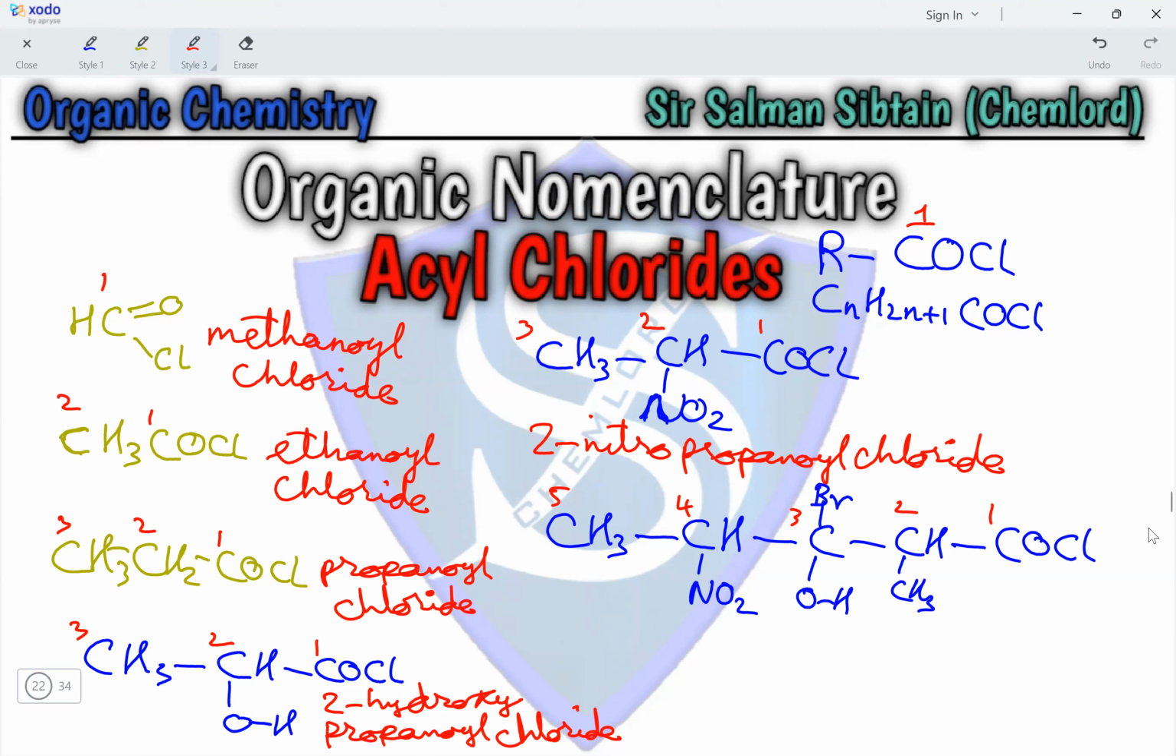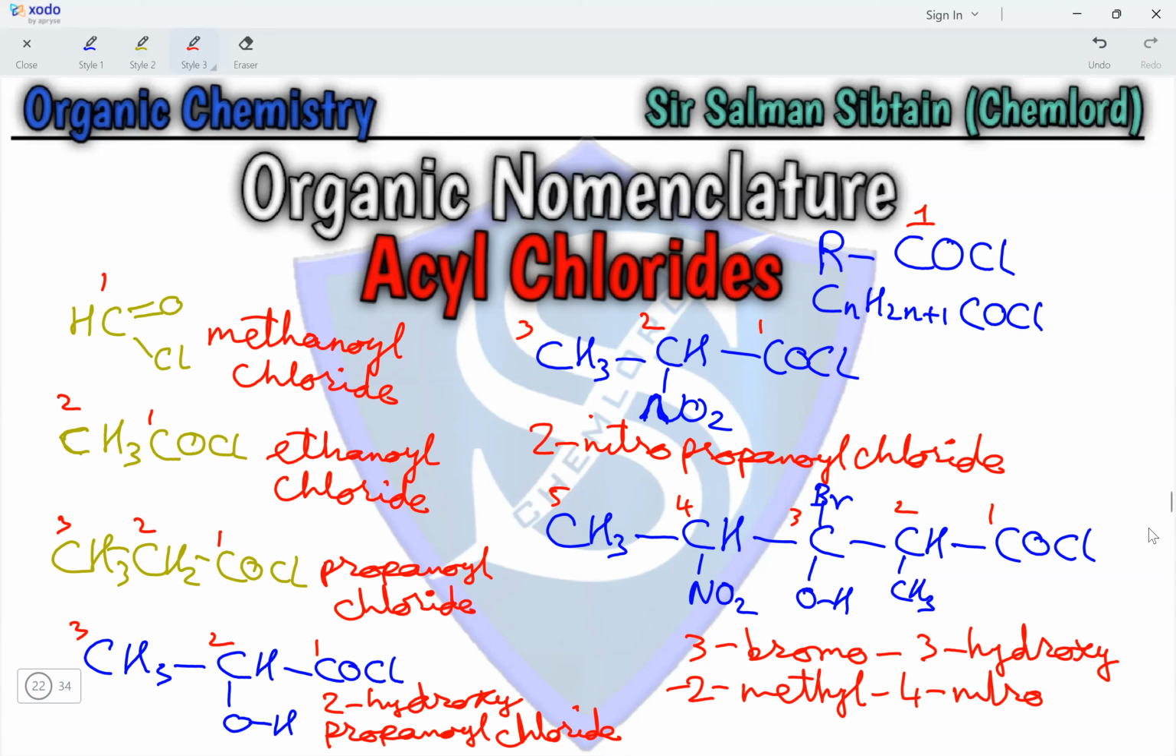So the name would be 3-bromo, since B comes before any of the other names of the substitute groups, followed by 3-hydroxy, followed by methyl at the second position. So 2-methyl, and the last substitute group being at the fourth position, and the group being nitro, and the parent compound having 5 carbon atoms, so pentanoyl chloride. And this is how acyl chlorides are named.